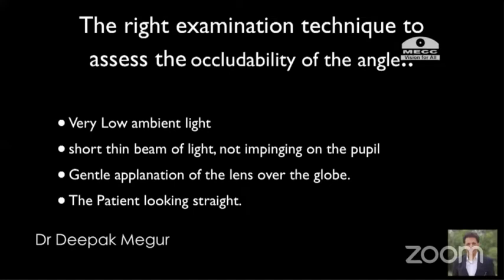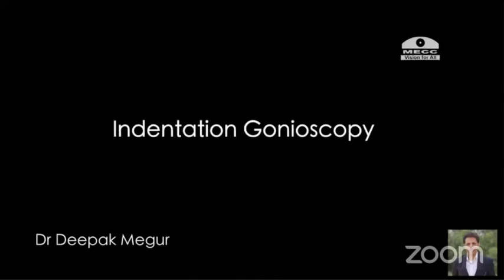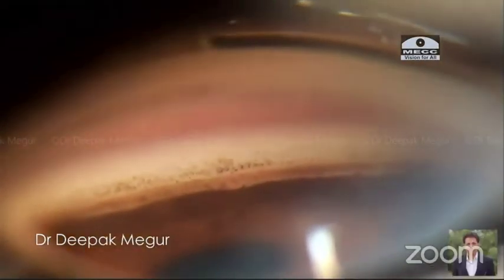Now moving on to the last but the most important aspect of gonioscopy, indentation gonioscopy. This is probably the most critical aspect of examining the angles. As I'm indenting the lens, the angle structures are visible, and as the indentation is released, the angle structures disappear. Let us see them once again. I indent the lens, the angle structures are visible, and again as the indentation is released, the angle is closed.